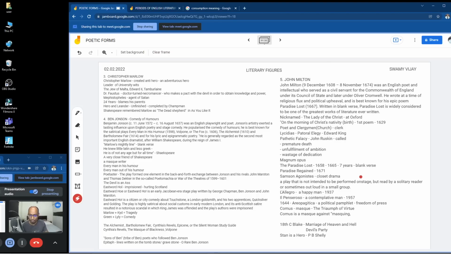We have discussed so many different dramas: tragedy, comedy, all those things. But what kind of drama is this closet drama? A closet drama is a play that is not intended to be performed on stage, but read by a solitary reader or sometimes out loud in small groups. So this is a closet drama which is not meant for performance, but only for reading.